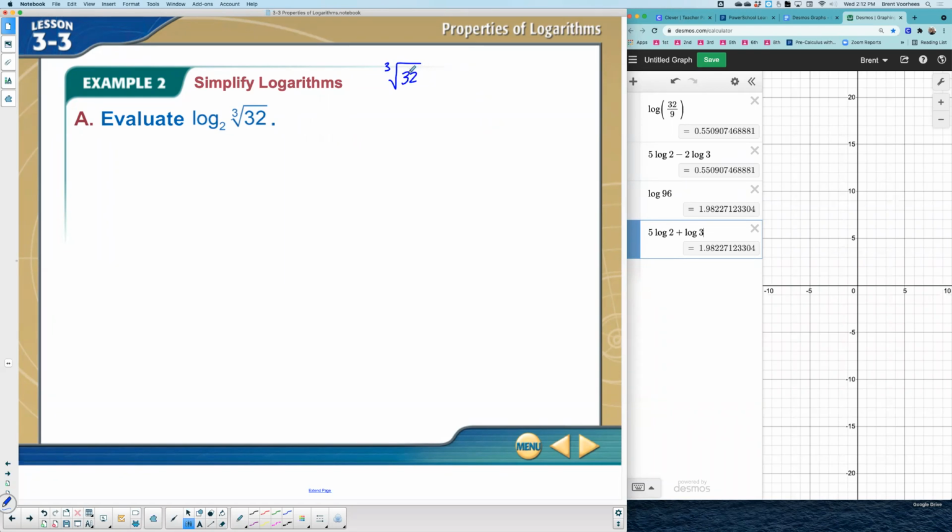If it doesn't show a power, what's the power? 10? No, on the number 32. 1. So here's what that means. The third root of 32 is the same thing as 32 to the power of 1/3. I'd recommend you write that down.